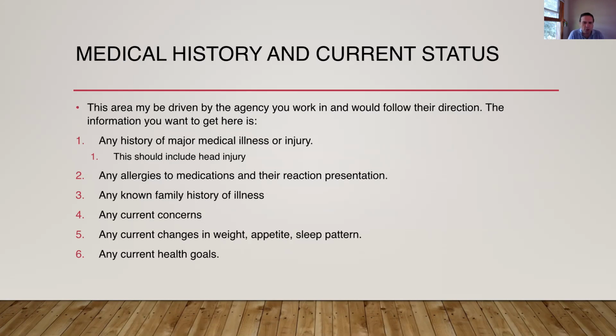Any current concerns about their health, any current changes in weight, appetite, or sleep pattern. All three of those can be indicative of something like depression. It could be a triggering episode for mania. And then any current health goals that the person might want to work on, because then there's some motivation within a health goal, and you might be able to include that in a treatment plan in some way.